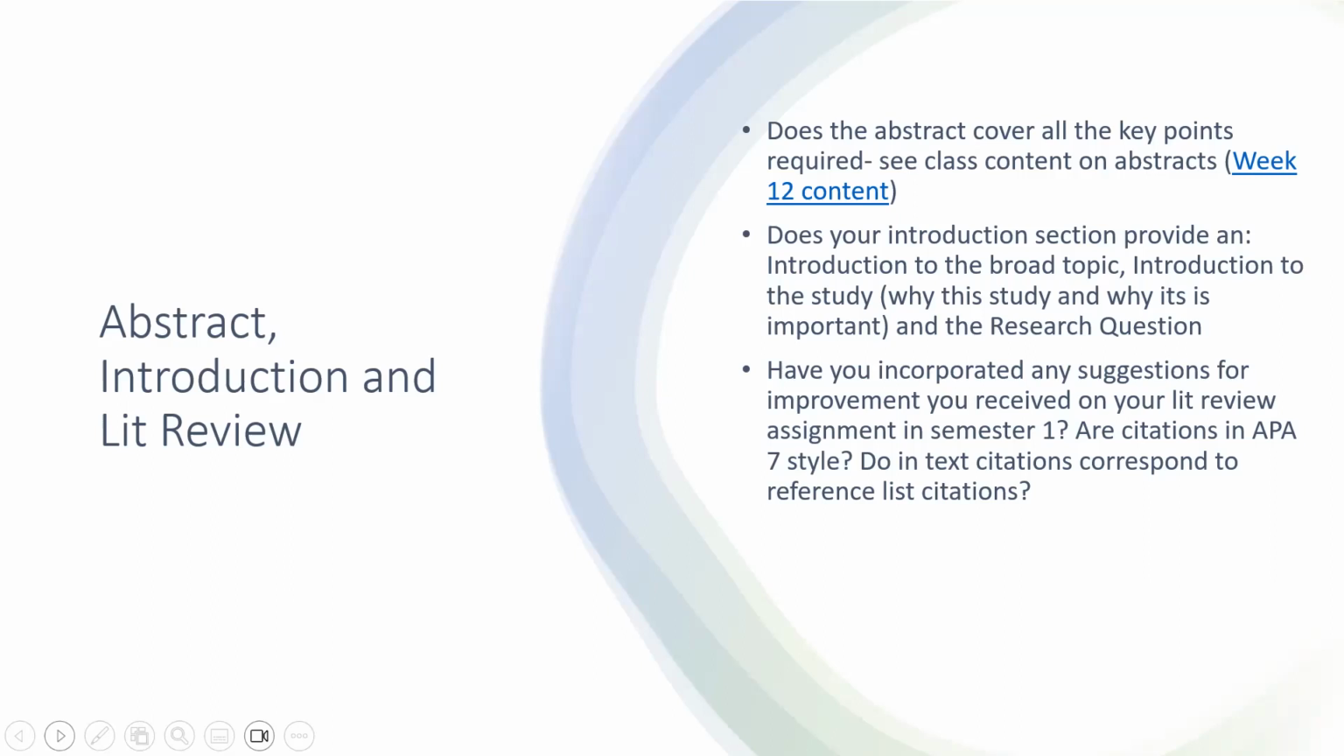And are your citations in APA style? And do in-text citations correspond to reference list citations? And this one here is actually a tricky one, right? Because when you are doing a lot of copying and pasting like you are in this assignment, and when something has taken place over 15 months, because you've been working on this research project for 15 months, you can sometimes get references in your reference section that have no in-text citations anymore, or you can have an in-text citation that doesn't have a reference anymore.